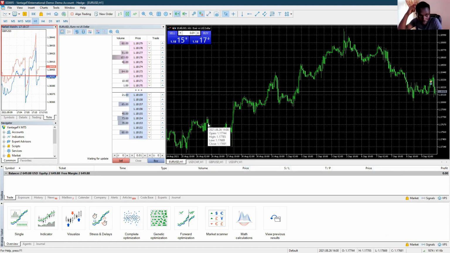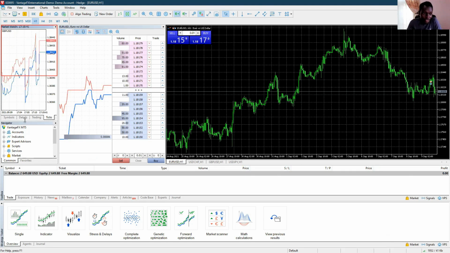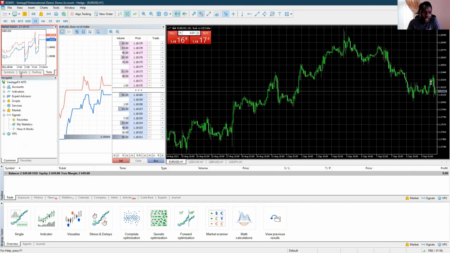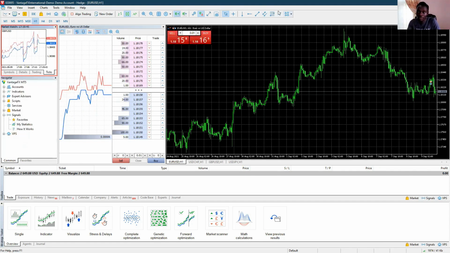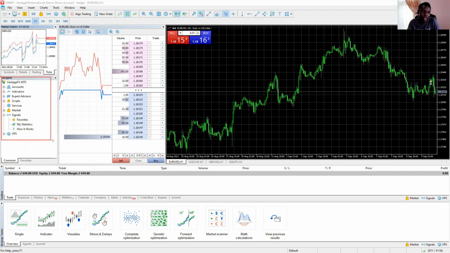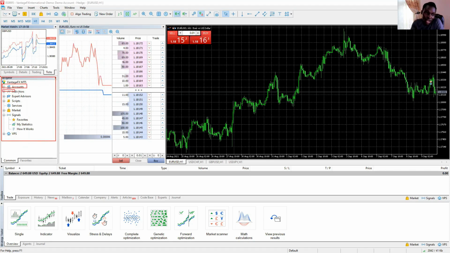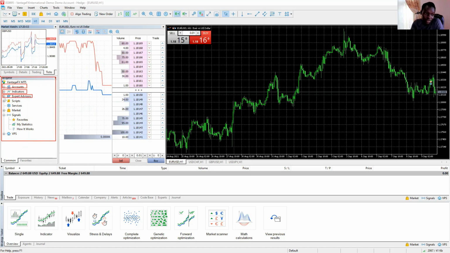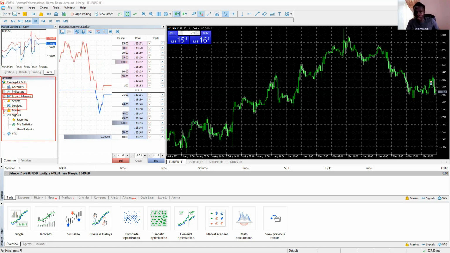Okay, so next you have the navigator. That's what we have below there. Let me clear this. So this is the navigator here. These are things you see. You see your account details here. You see indicators that are available for you to trade. You see expert advisors here, like we talked about. You see some scripts, the markets, signals, and a lot of things. So let me quickly explain what these things are.